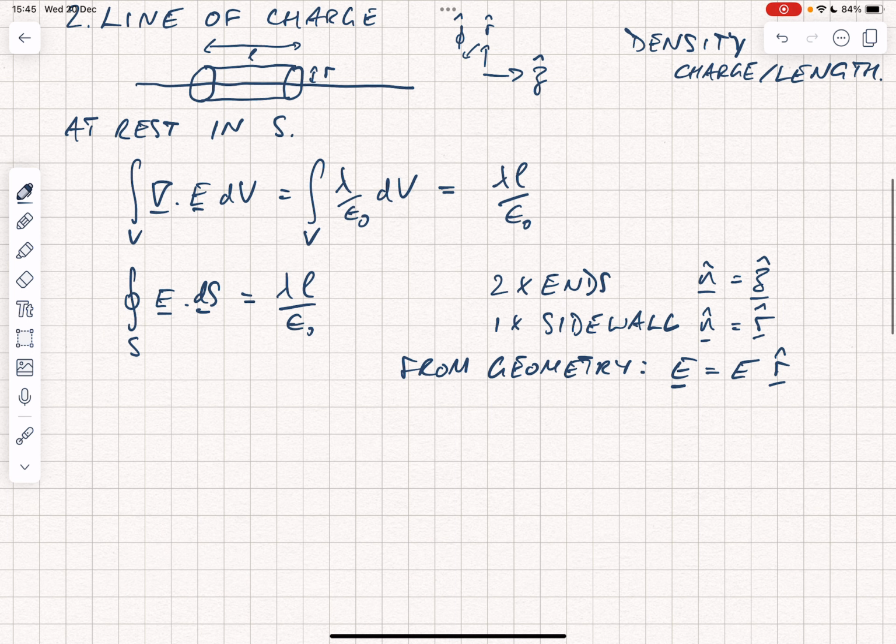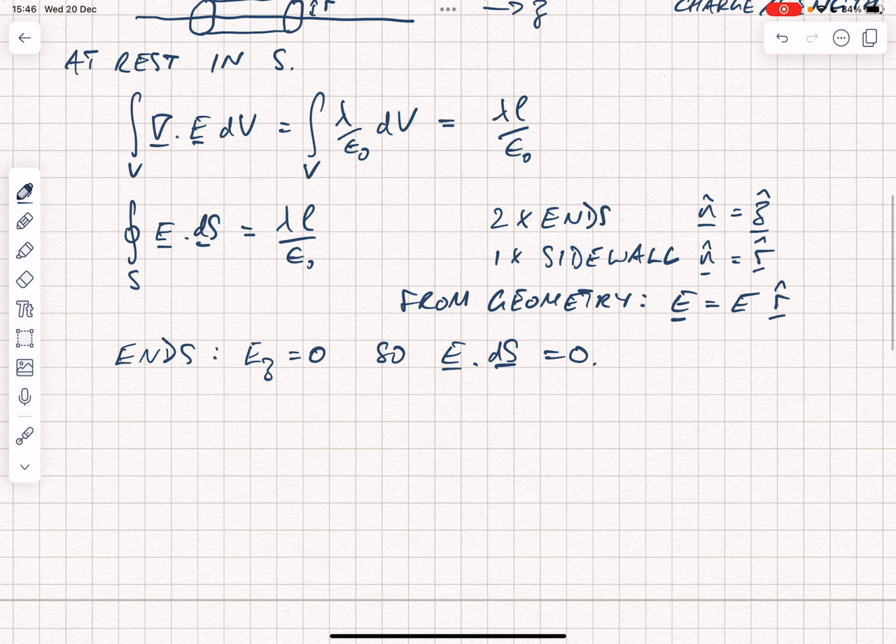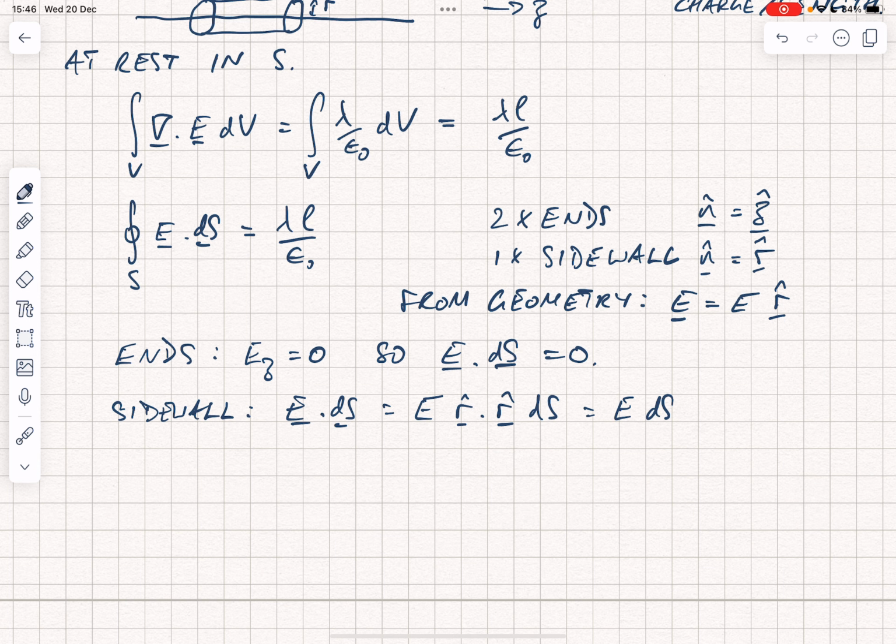That means that the ends are going to give us zero contribution. On the ends we'll have Ez equal to 0, so E dotted with dS on the ends is going to equal naught. So now we only have to think about the sidewall. Along the sidewall, E dotted with dS is just going to equal E multiplied by r hat multiplied by r hat multiplied by dS, which is therefore equal to E times the surface element.